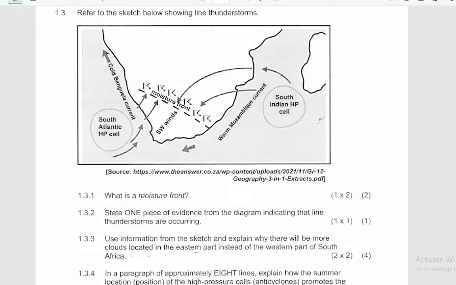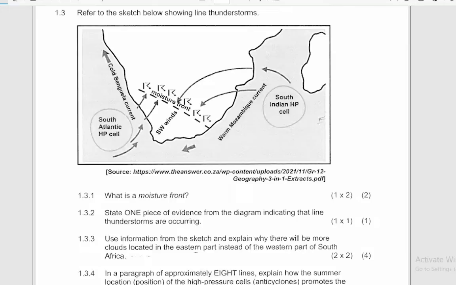As the two air masses meet, the cold air undercuts, the warm air uplifts, and condensation happens predominantly on the eastern part. That is where the line thunderstorms will form. Right, we go to the questions. The first question is saying, what is a moisture front?